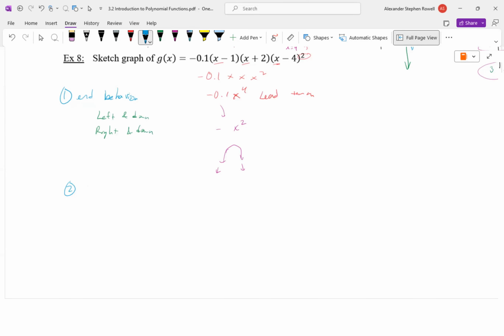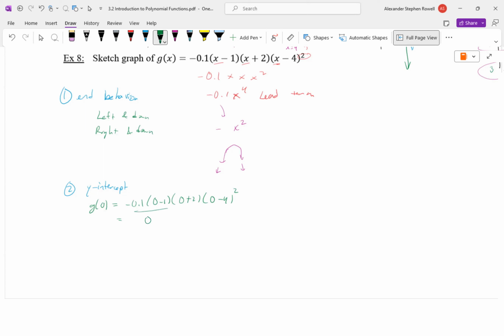Okay, next up, what's the one and only y-intercept? If we plug in 0, we have g of 0 equals negative 0.1 times 0 minus 1 times 0 plus 2 times 0 minus 4 squared.